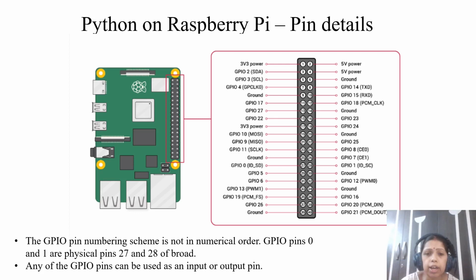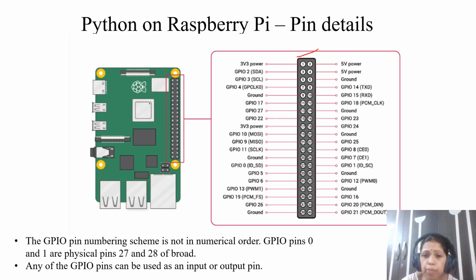Here, if you see the diagram, I have mentioned the GPIO pins. If you zoom in on the GPIO pins, you can see this diagram. All the pin numbers are mentioned here. Suppose here it is 1, 2, 3, 4. The pins are numbered 1, 2, 3, 4, 5, 6, 7, 8, 9, 10, like this up to 40.